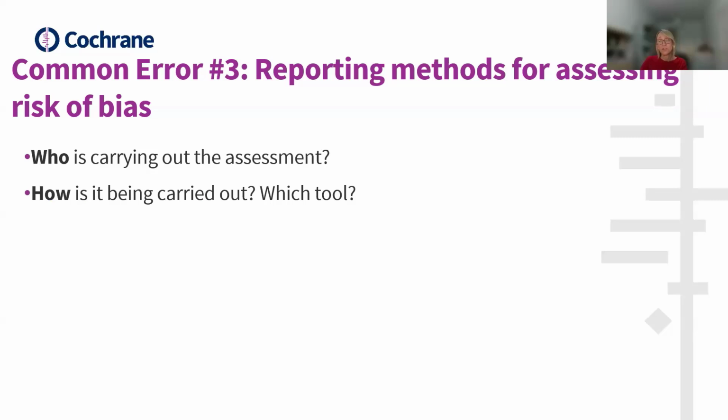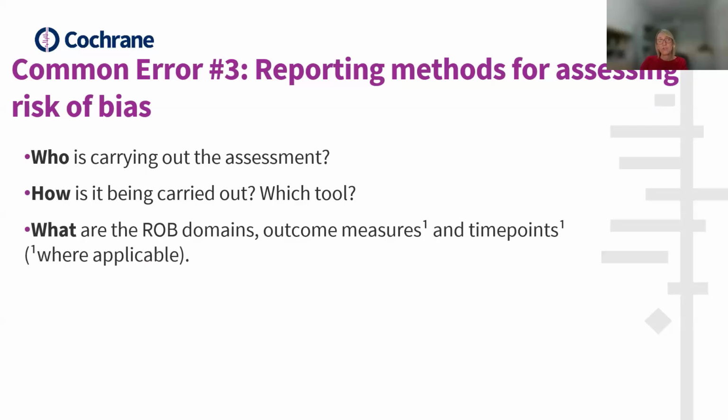Secondly, authors should describe how ROB assessment is being carried out, which tool is being used, such as the ROB1, the ROB2, or ROBINS-I. Authors should describe the tool they'll be using in terms of its domains and cite the tool appropriately according to the version that they're using.